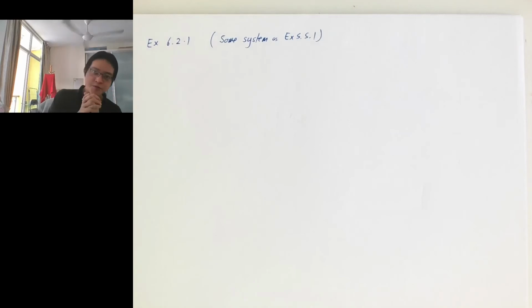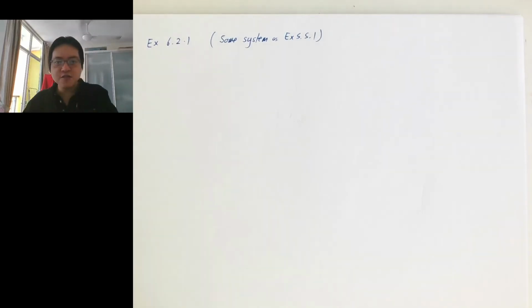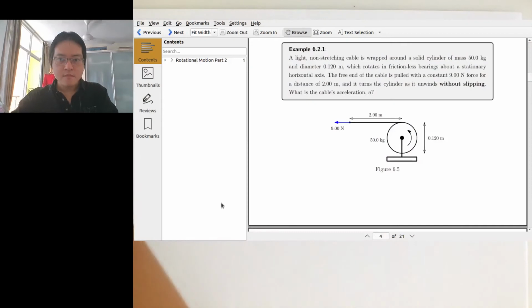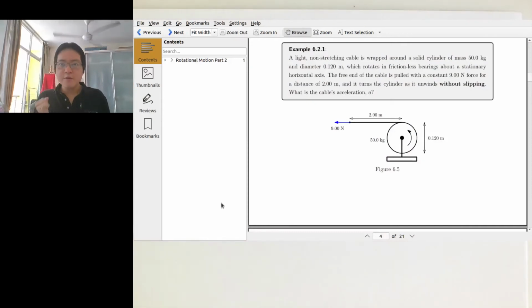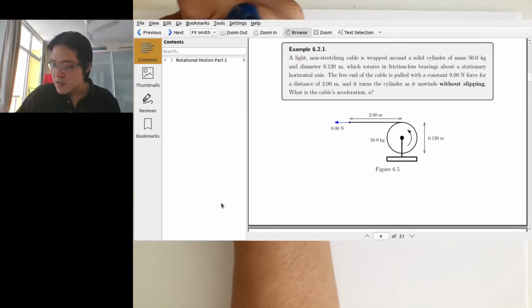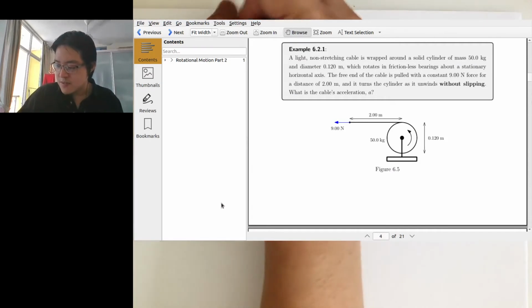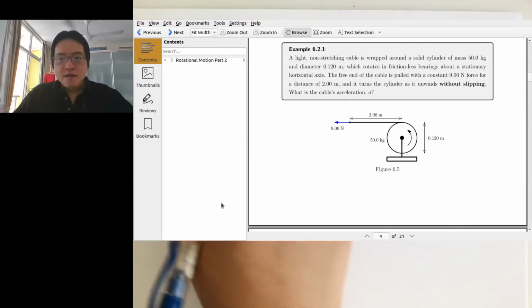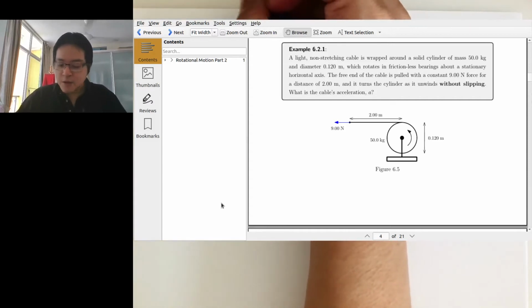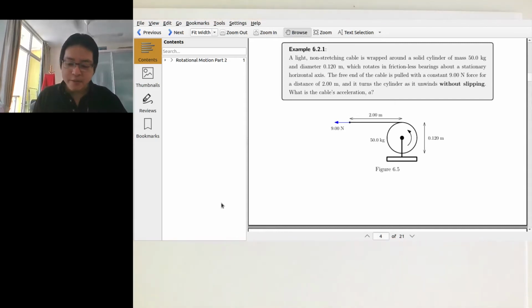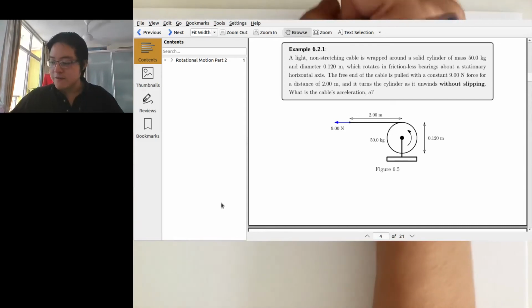So let's solve 6.2.1. We have a light stretching cable wrapped around a solid cylinder of mass 50. It usually helps to just write down the information as we read along. So the mass is 50 kg and the diameter is 0.12, so the radius is 0.06 meters, right? Remember to divide by 2. And then it's being pulled by a force of 9 newtons.